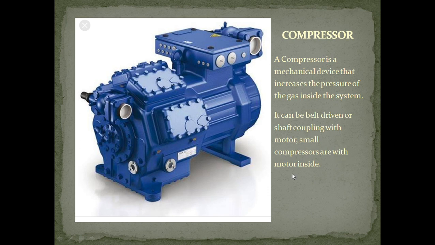Small compressors are with the motor inside. This is a small type of compressor which has the motor inside. Some compressors are big type, where the motor is outside and it is connected with a belt. There is a big belt which connects the compressor to the motor. In the case of a big compressor it is like this; in this small type, the motor is inside.